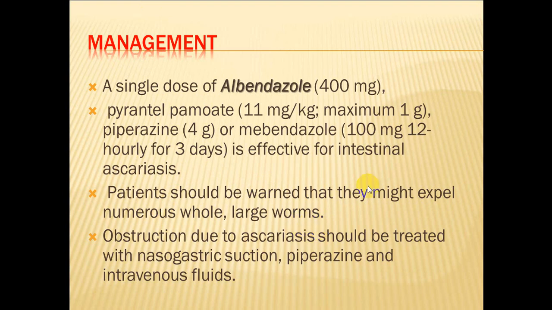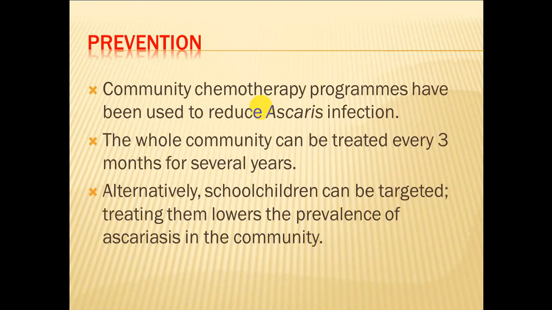Obstruction due to ascariasis should be treated with NG tube, piperazine, and intravenous fluid, and rarely they might need surgery, as I showed you in the previous pictures. Prevention: the WHO recommends community chemotherapy programs to reduce Ascaris infection. The whole community can be treated every 3 months for several years. Alternatively, school children can be targeted; treating them lowers the prevalence of Ascaris in the community.